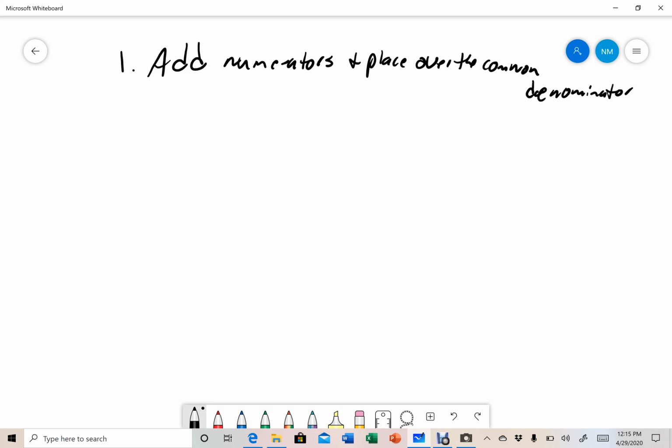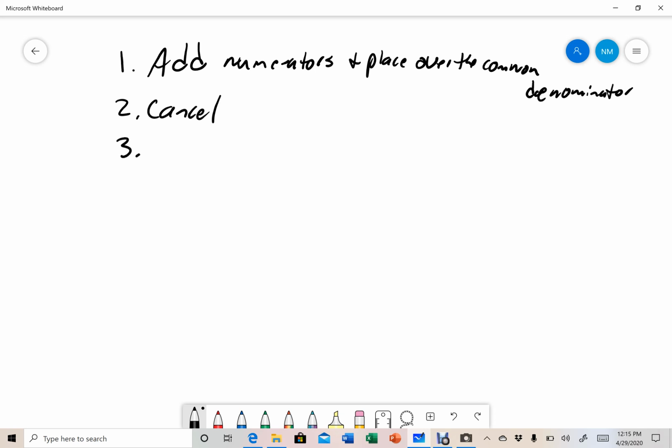Our denominators in this lesson will all be common already. So basically, we're just going to combine or add together our numerators, and we're going to place it over our common denominator to create one fraction. That's the first step. Number two is to cancel any common factors that are present.